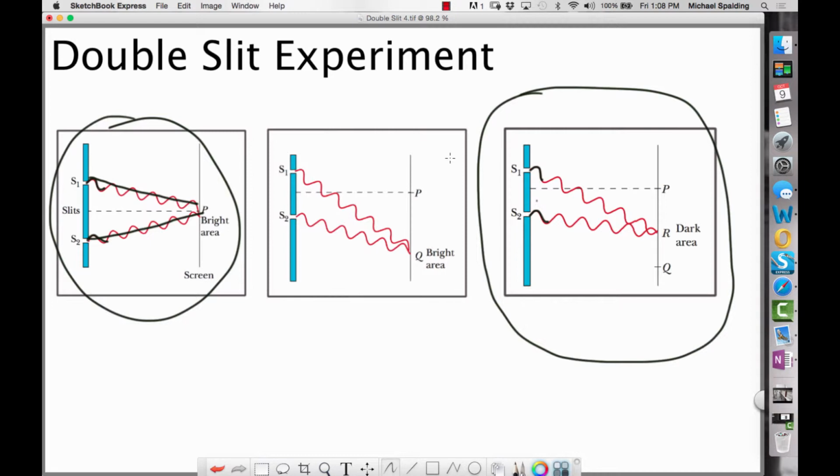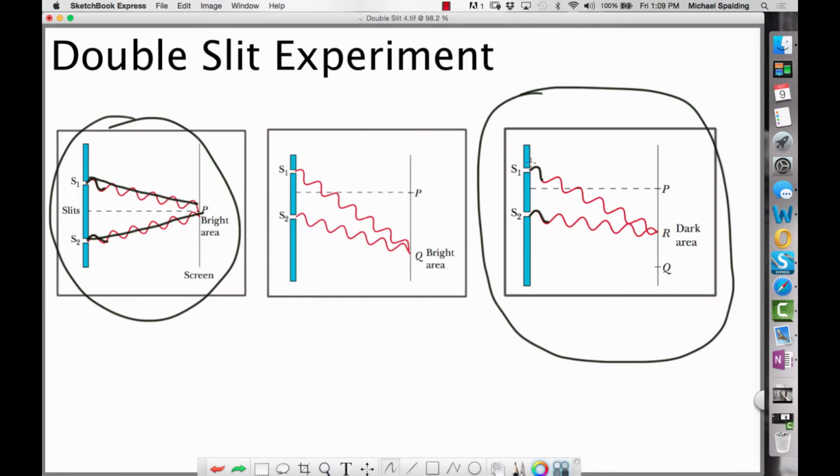Now, what happens as they travel over to the viewing screen? Uh-oh, what happened? Do they meet the screen in phase? No. The ray from the top is at a trough. The ray from slit 2 is at a peak. They meet the screen out of phase. Now, what explains how they got out of phase?